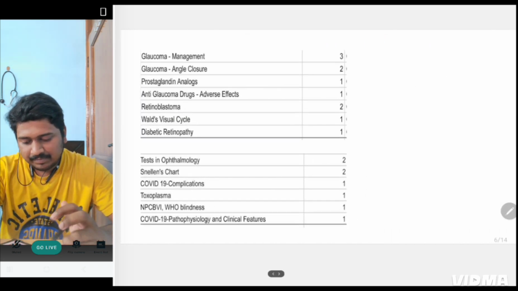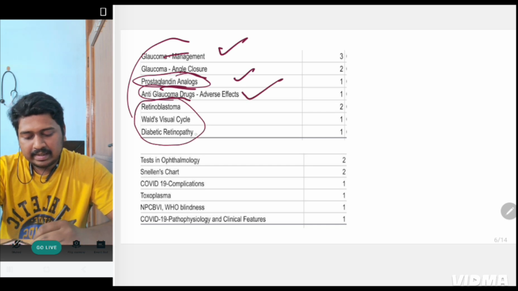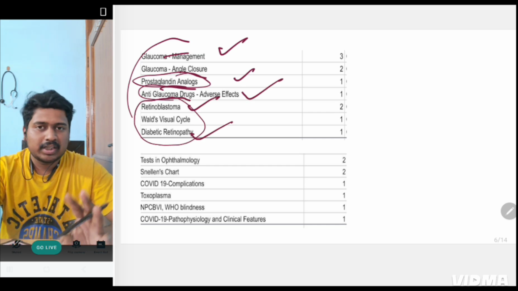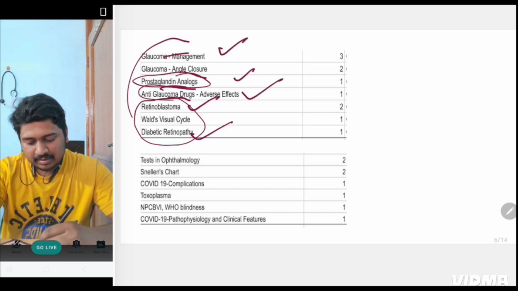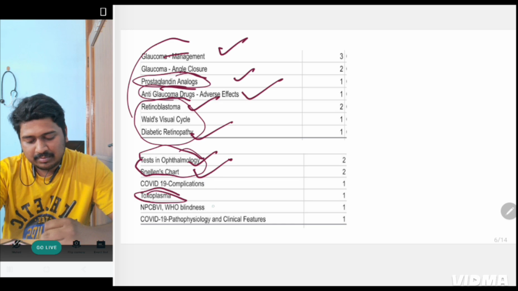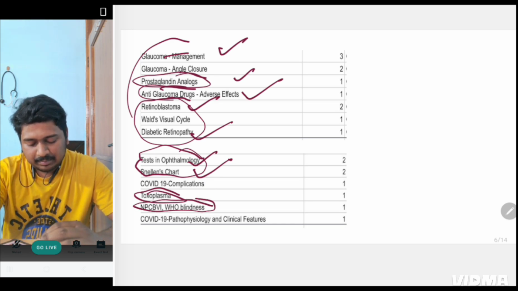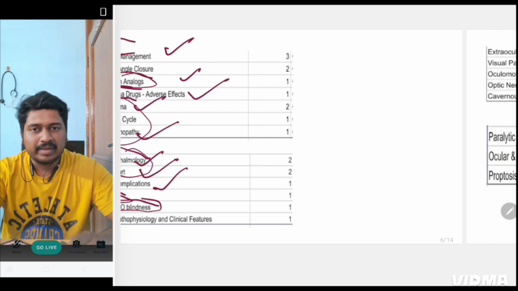Then coming to glaucoma, glaucoma and prostaglandins, anti-glaucoma drugs are repeatedly asked, and in retina, diabetic retinopathy and retinoblastoma are very important. Coming to practical and systemic ophthalmology, tests in ophthalmology with Snellen's chart have been asked, toxoplasma has been asked, and the WHO blindness definition has been asked, and COVID-19 implications, which I think won't be asked now.